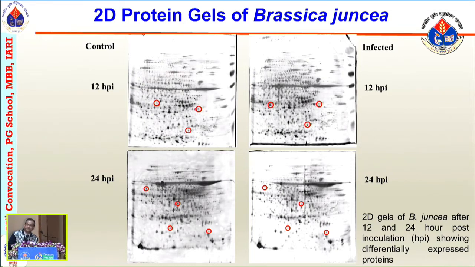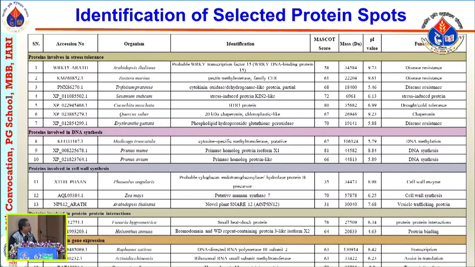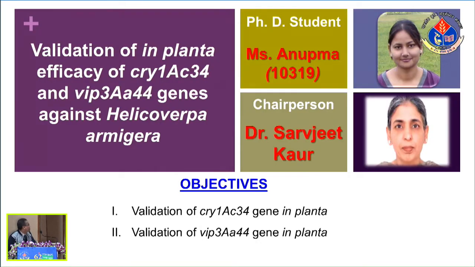The differentially expressed proteins were spotted, and those were then identified based on analysis and comparison with other already identified proteins, and it was observed that these differentially expressed proteins perform different biological functions. Of these, the differentially expressed proteins involved in defense-related activities were highly correlated with the resistance level of all these 3 genotypes. Ms. Anupama validated 2 novel Bacillus thuringiensis genes for their efficacy against the polyphagous insect pest Helicoverpa armigera under the guidance of Dr.